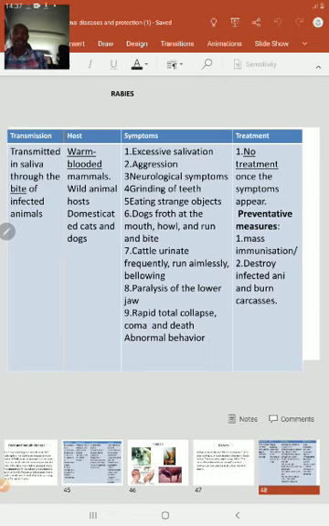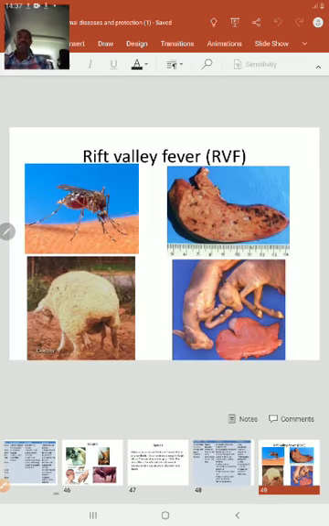Cattle urinate frequently, run and bellow aimlessly. It means it affects even the nervous system, and it can even lead to coma and total collapse and also changes in behavior. Treatment: there's no treatment for rabies, but you can prevent it by mass immunization and destroy all the infected.